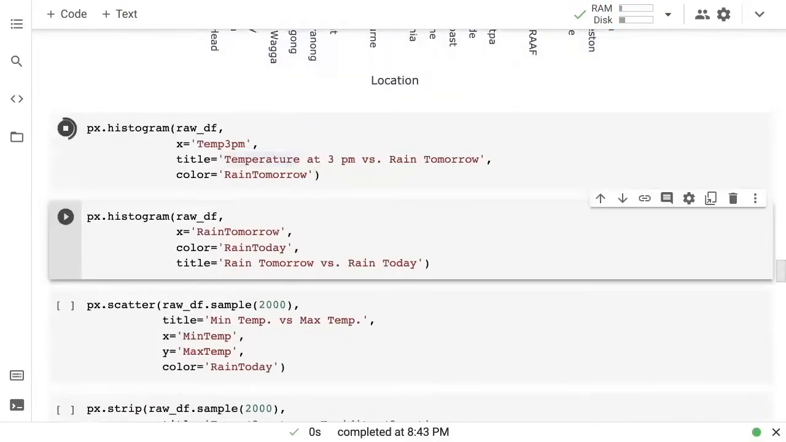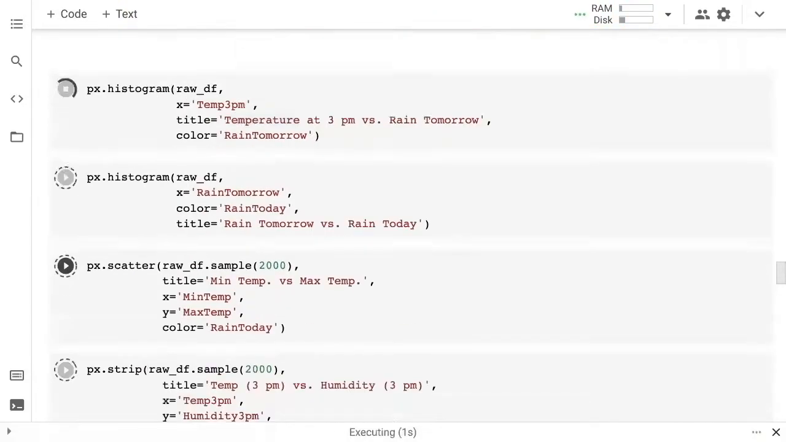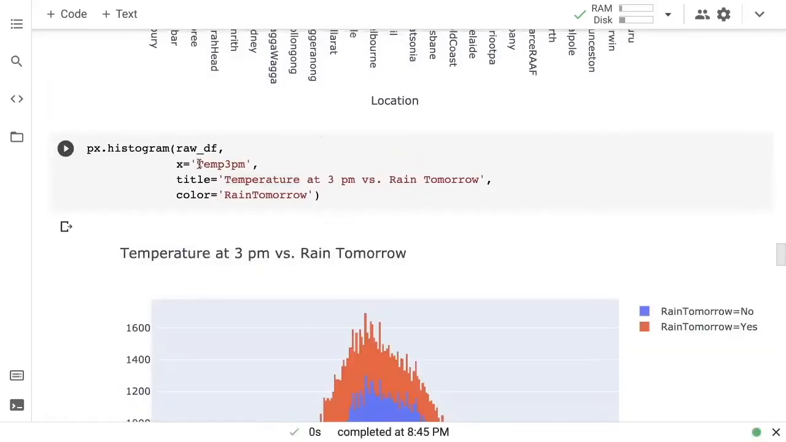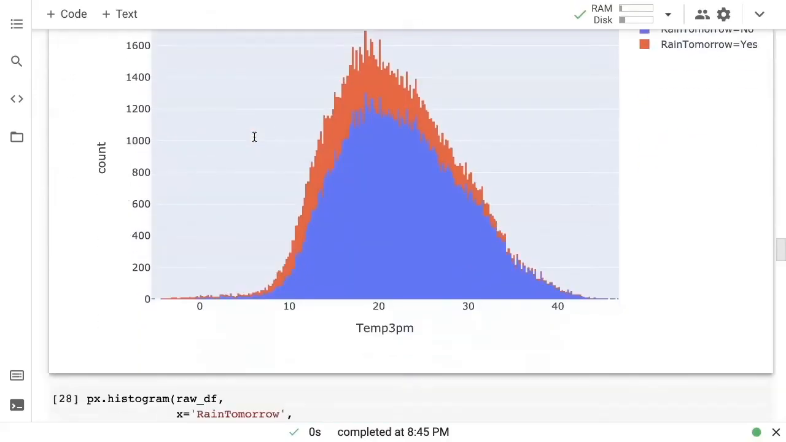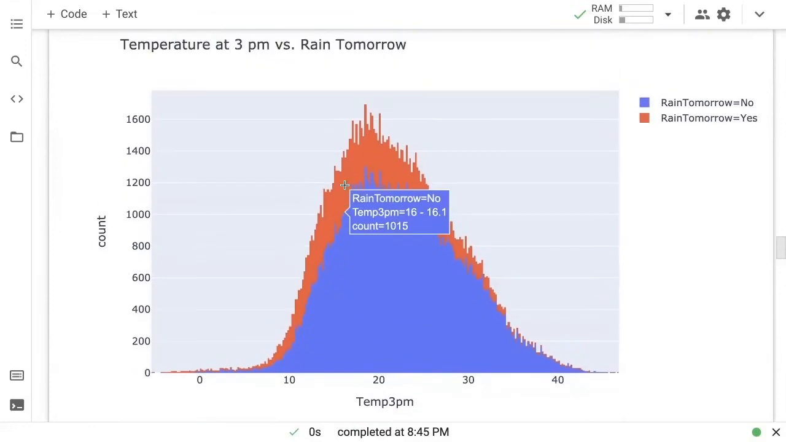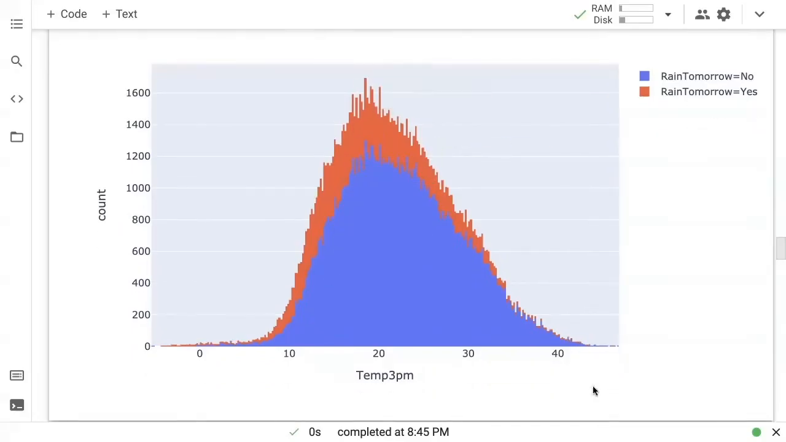Let's look at a few more and we'll go through them very quickly. Let's look at the temperature at 3 p.m. So we're going to plot a histogram of what the temperatures at 3 p.m. look like. And let's also break those histograms by whether it has rained on the next day or not. So my guess is that if the temperature at 3 p.m. today was low, then it's likely that it might rain tomorrow. And this histogram seems to validate that.